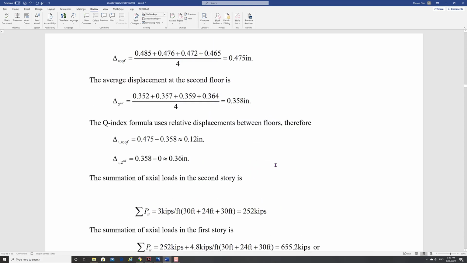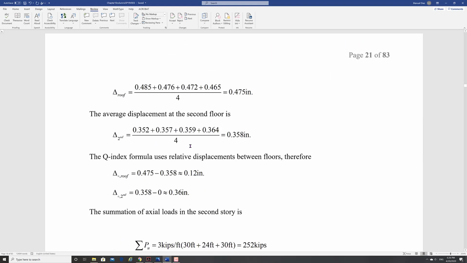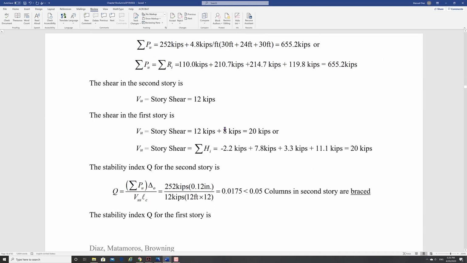Your shear on the second story. Remember, you make a cut right before it. The summation of the horizontal forces on your columns has to equal 12. They have to be in equilibrium. So that's 12. The summation of the horizontal forces here has to be equal to 20. Or you can use the horizontal reactions to find the same value. So I did that. My top story 12, the other one will be 12 plus 8, 20. Or you use the reactions, you get 22. So they have to match.